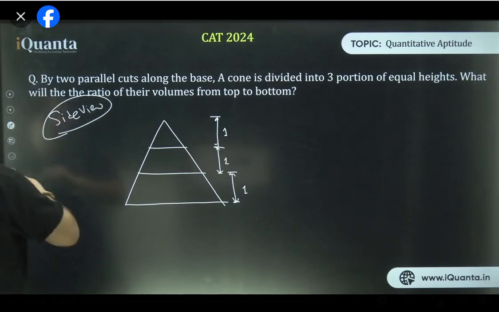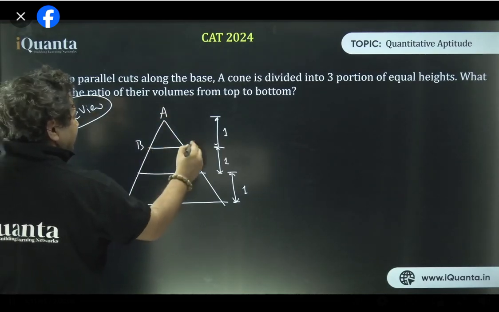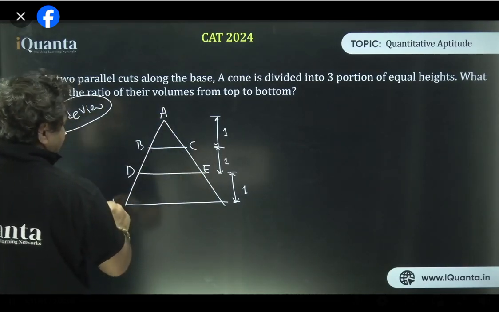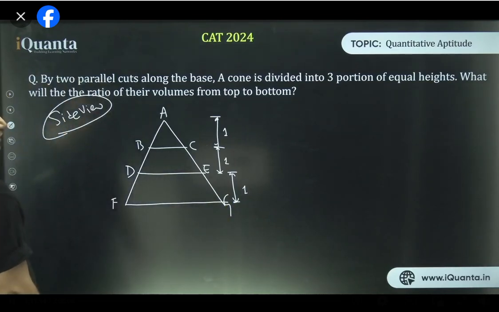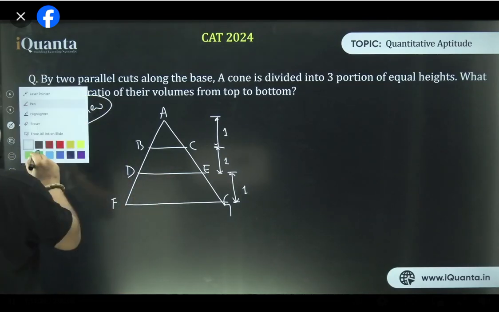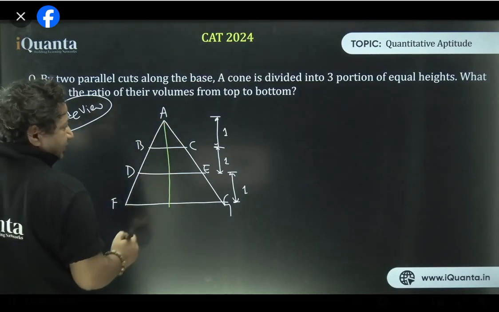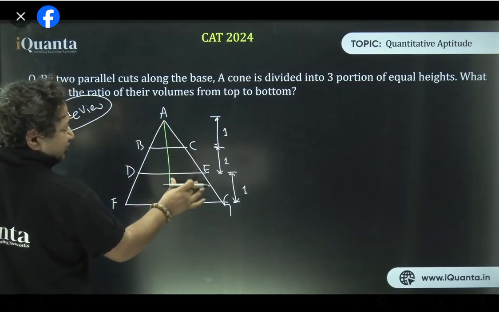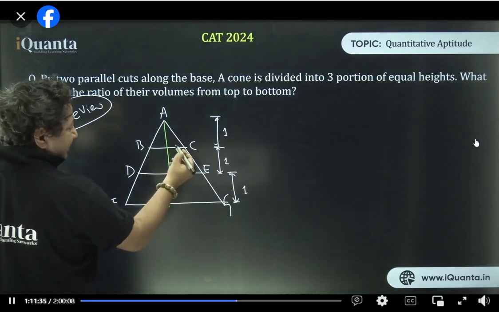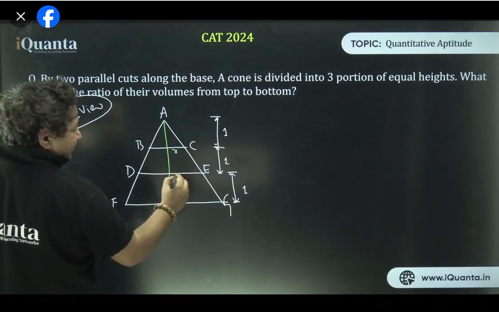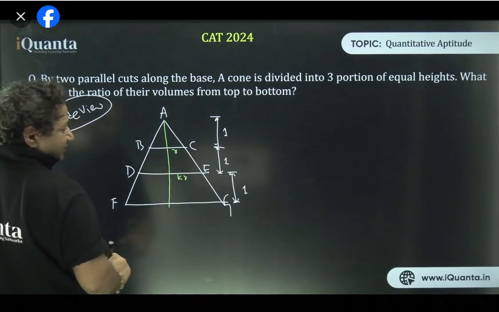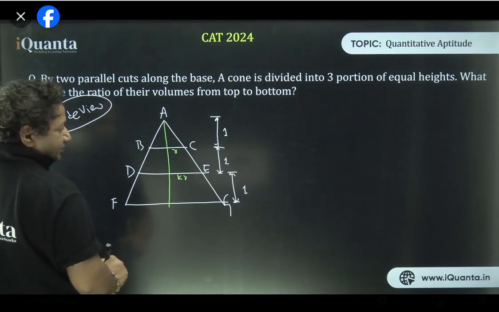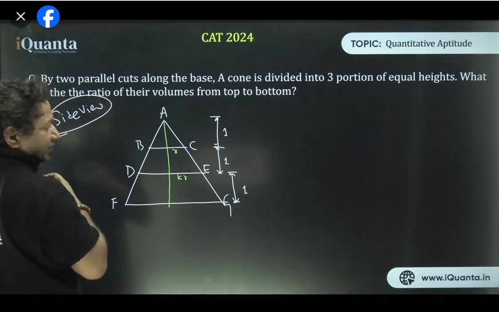Perfect. So let me name this figure. This is A, B, C, D, E, F, G. All right. एक बीच में लाइन और खींच देते हैं from the vertex to the midpoints. So if this one, I'm assuming to be R, this will be KR. मान लें ऐसा. We can do that, right?